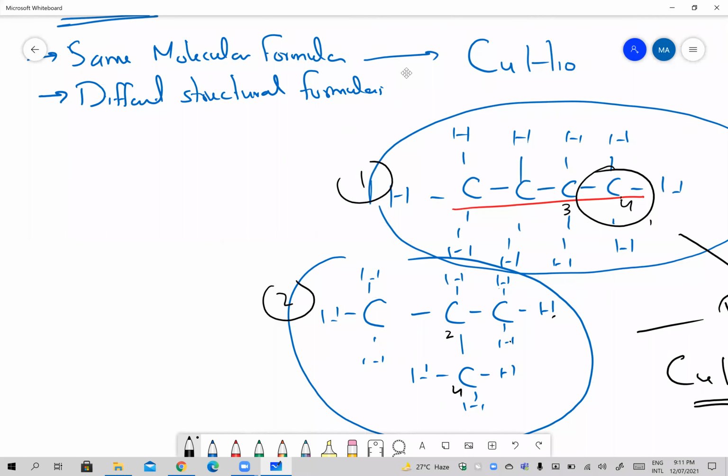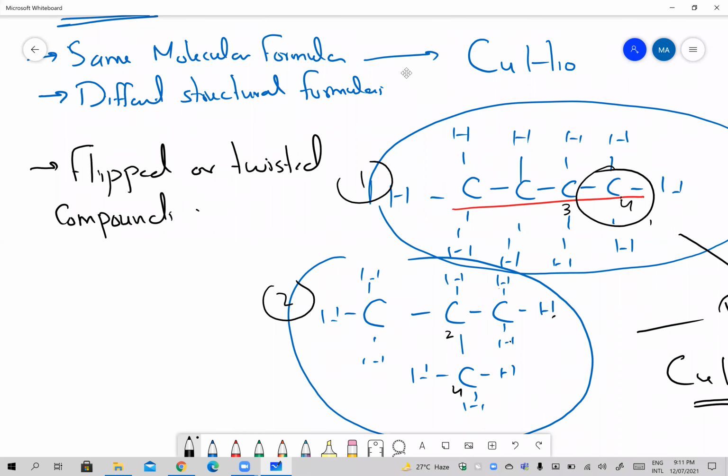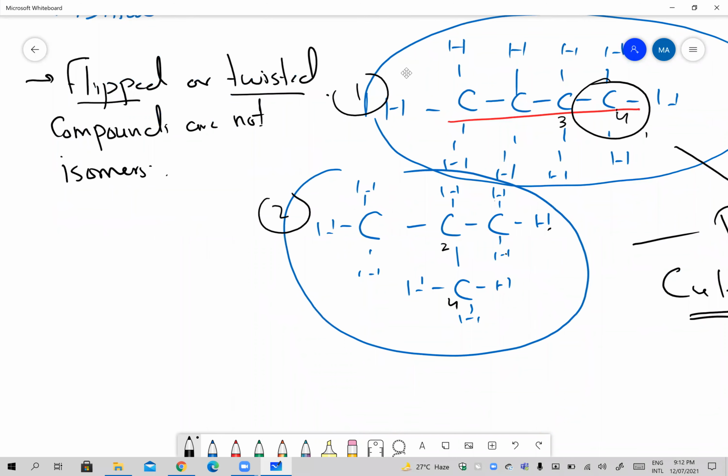All right. There's one thing to note here: if a molecule is flipped or twisted, it is not called an isomer. So flipped or twisted compounds are not isomers. Flipped or twisted compounds are basically the same compounds in a mirror effect.